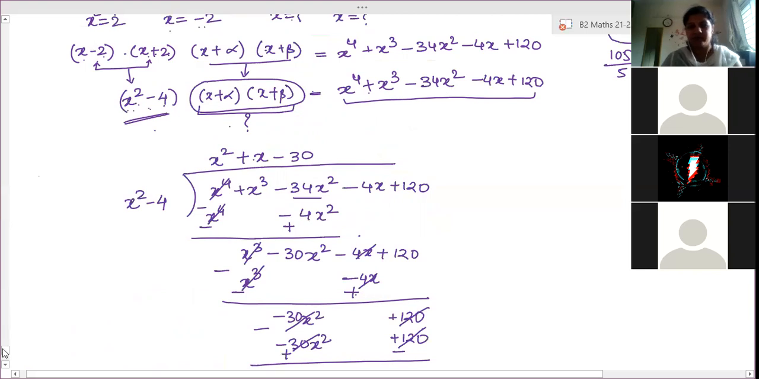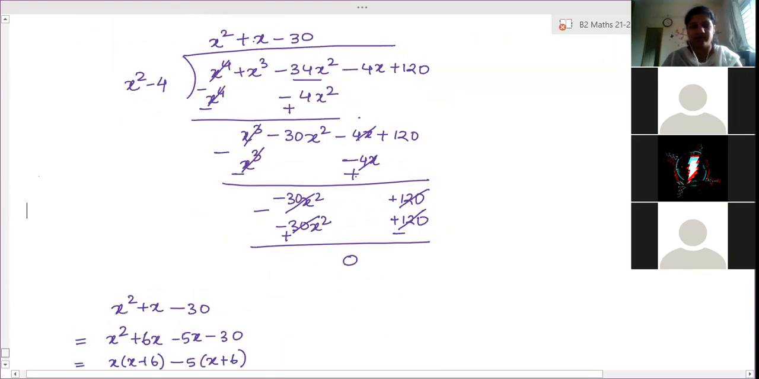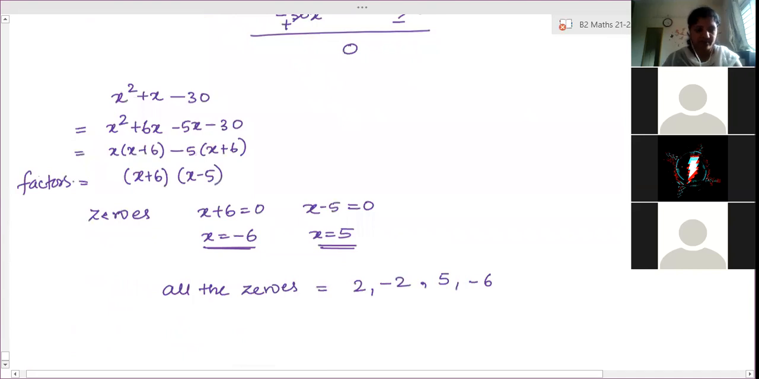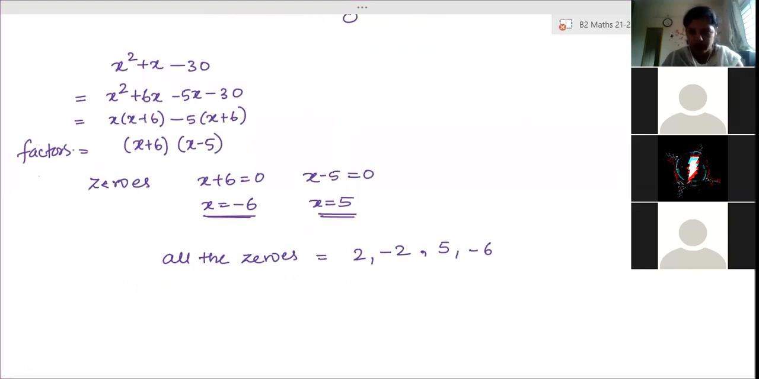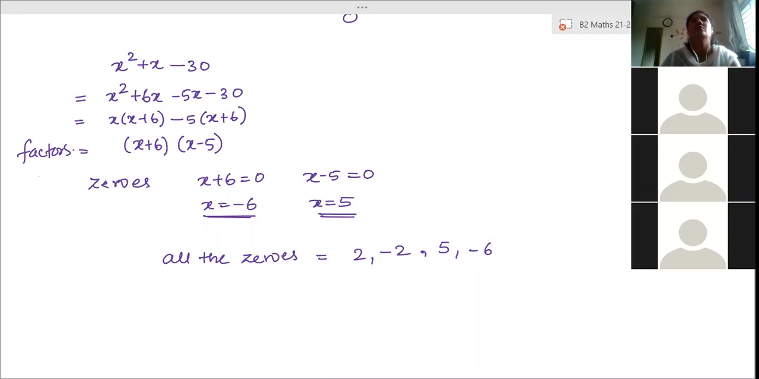Ma'am, 63rd question, what is the divisor after multiplying the factors? The third one. Divisor, it is x square minus 3x plus 2. Ma'am, x square plus 3x. Yeah, x square plus 3x actually. x plus 2 and x plus 1 gives x square plus 3x plus 2.